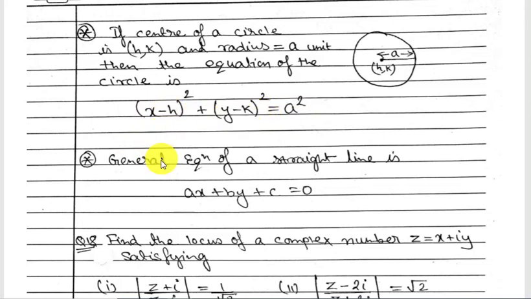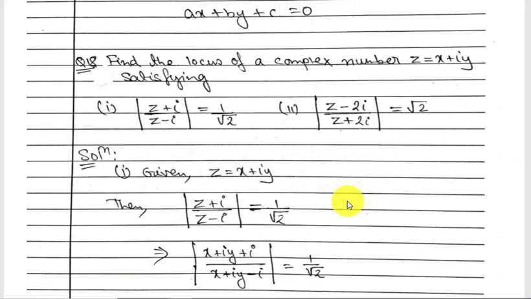And the general equation of a straight line, this you all had done in class 10, is given by ax plus by plus c equal to 0. Now let us see question number 18.